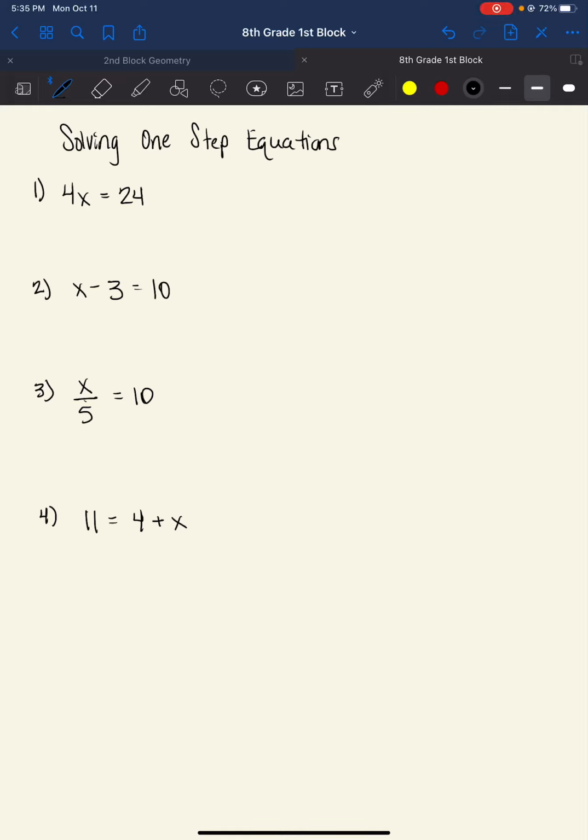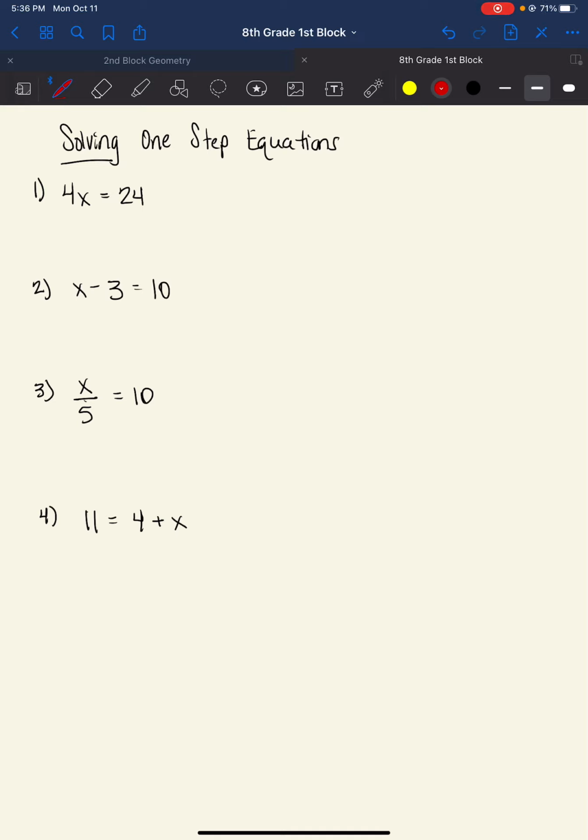Okay guys, a little review on solving one-step equations. I'm going to start here with number 1. When you have 4 times x, that term there is 4x, meaning that 4 is being multiplied by x. And you have the equal sign. If you remember in the combining like terms, there was no equal sign there. Now, when you're solving, you actually have an equal sign in the problem.